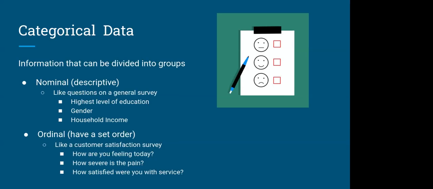So again, under categorical data, which is data or information that can be divided into groups, we have two types. Nominal, which is descriptive things, or ordinal, things that have a set order or a range. So again, I want you to summarize what you see on the screen. What is categorical data and the two types? Put it in your notes so that you will have a point of reference.